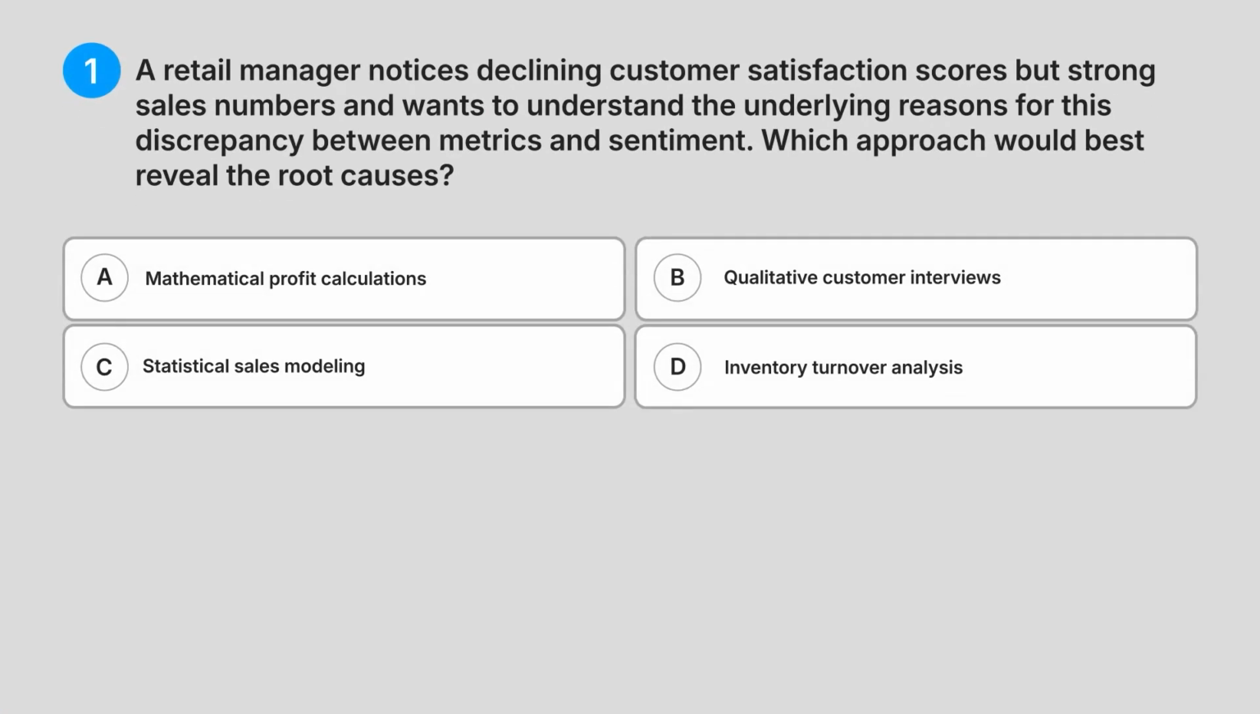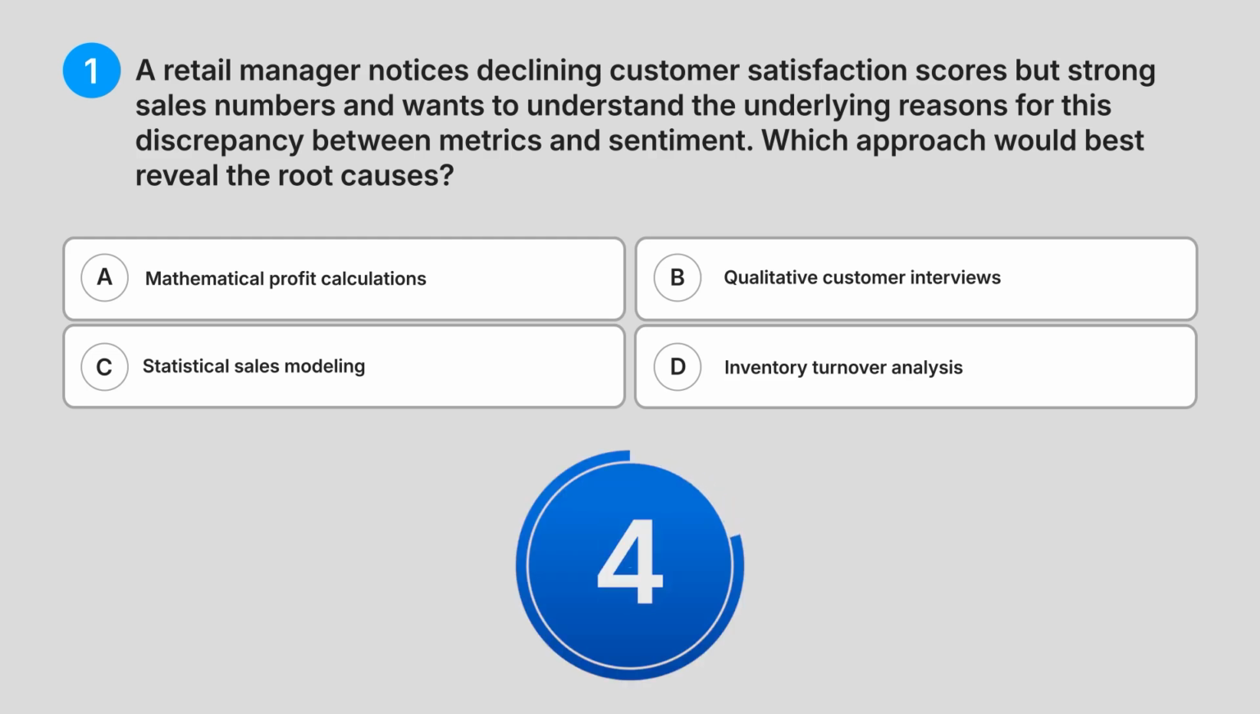1. A retail manager notices declining customer satisfaction scores but strong sales numbers and wants to understand the underlying reasons for this discrepancy between metrics and sentiment. Which approach would best reveal the root causes? A. Mathematical profit calculations. B. Qualitative customer interviews. C. Statistical sales modelling. D. Inventory turnover analysis.